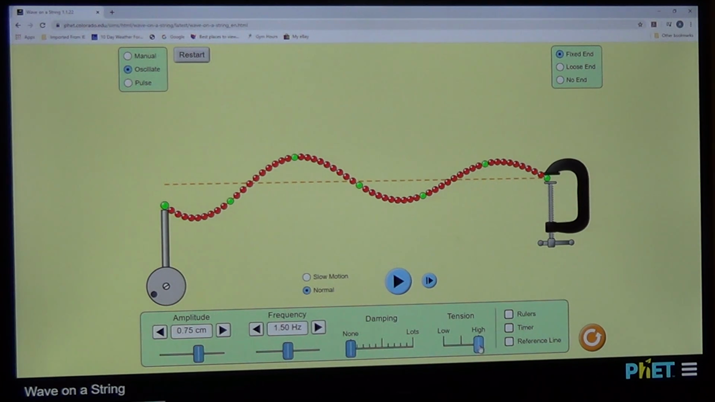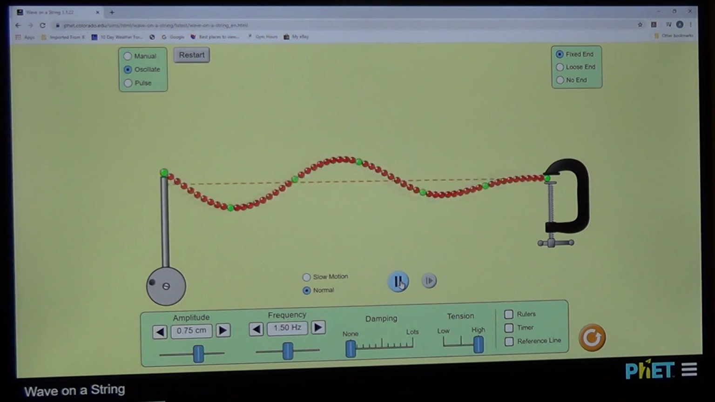And I'm going to keep my tension at high. For your assignment, you can set it to low or medium tension, but since I am doing high tension, I'm saying you can't use my results. You have to pick either medium or low. So again, in your basic settings, change your damping down to none and choose a different tension other than the default high setting.